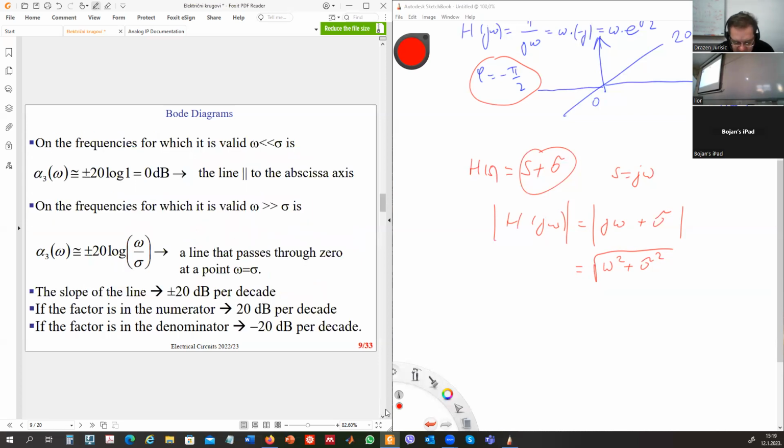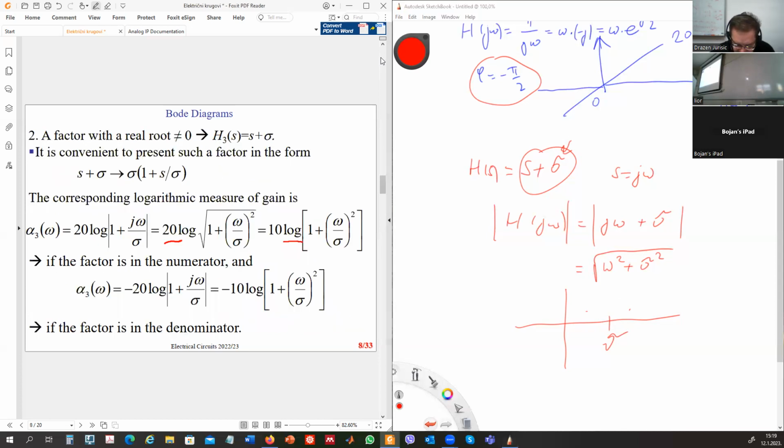Now, there are also two important things to notice. On the frequency range, you have two possibilities. When omega, this is sigma, which is this 0 here. When omega is smaller than sigma, and when this is this place, and when omega is larger than sigma. If omega is smaller than sigma, then this part here is dominant, this one.